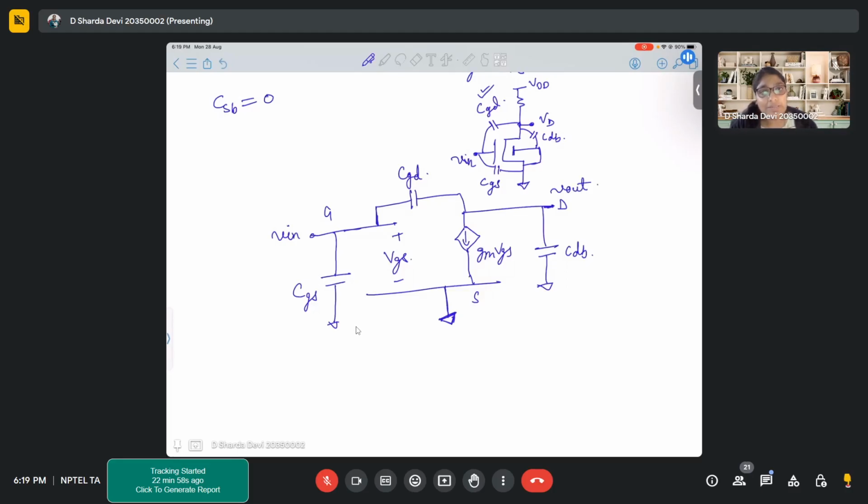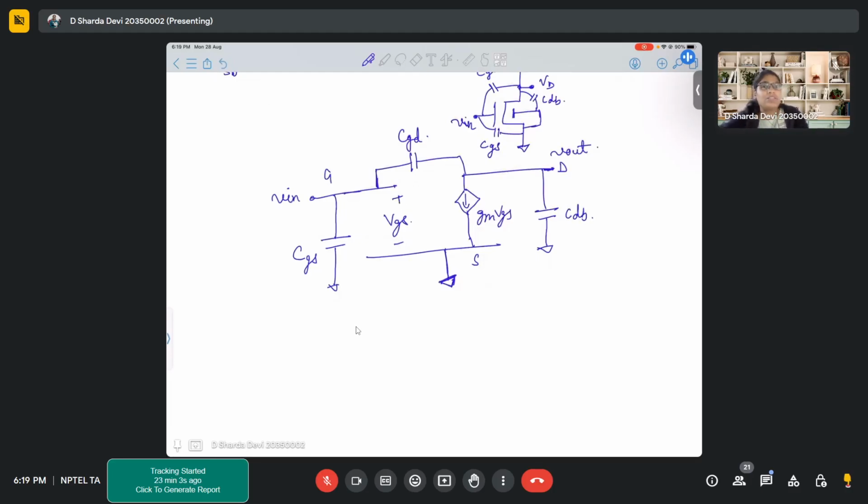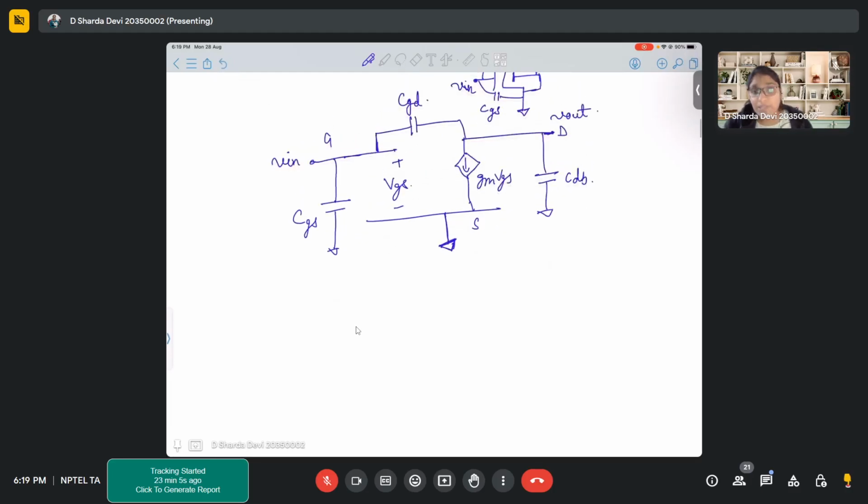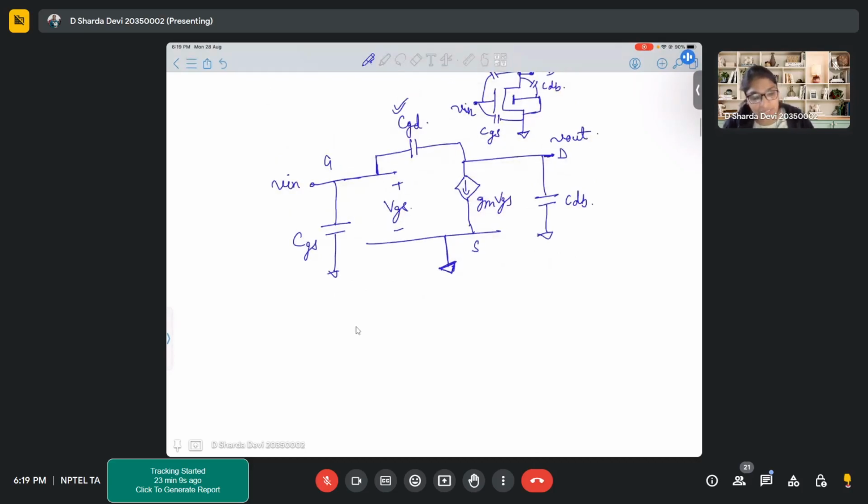So how do we deal with this capacitor? There is a concept known as Miller capacitance. Yes, this is known as Miller capacitance. Basically, this is shared between your input and output.